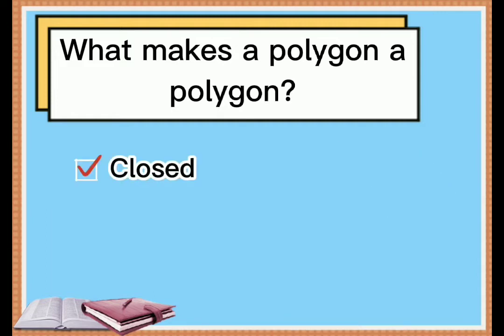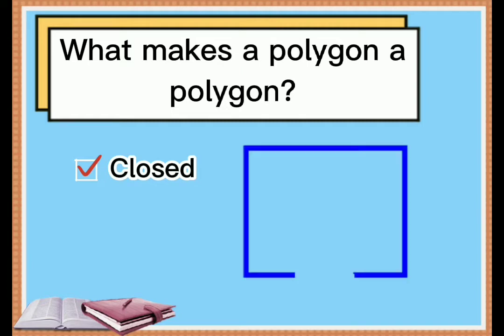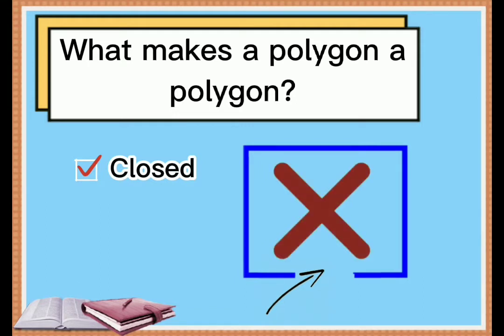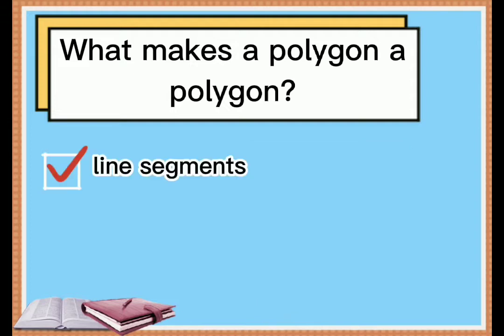Next, closed. A closed figure or shape is exactly what it sounds like, it has to be closed. So I will give you a counterexample. Let's say we almost have a rectangle here, but we have this opening. That would not be a polygon because it's not closed. So not a polygon. Then lastly, made of line segments.